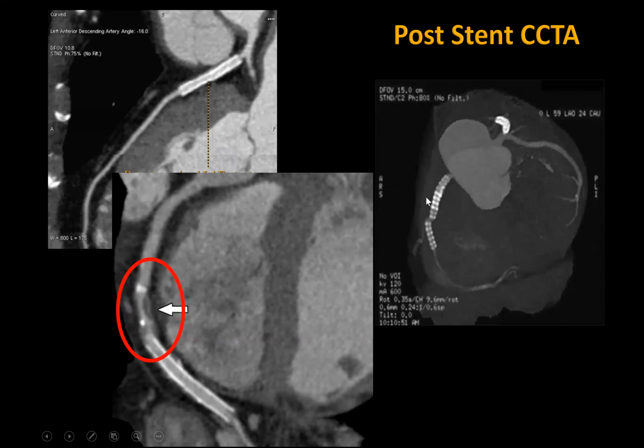And CT angiogram is also good at finding stent fracture. Though you cannot see the lumen clearly, there's definitely a stent fracture.